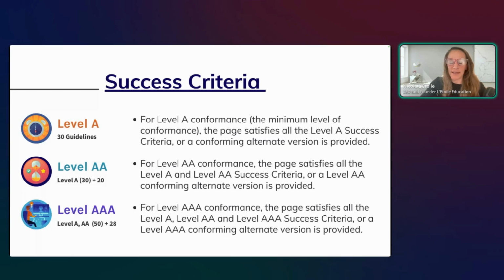AAA is the one that we're always reaching for, including the best practices, trying to reach the ultimate level. So that would include all of A, all of AA, and all of AAA for this to be considered conformance of the standard.